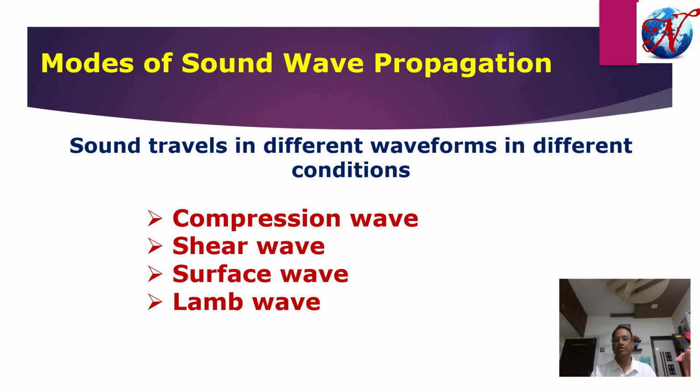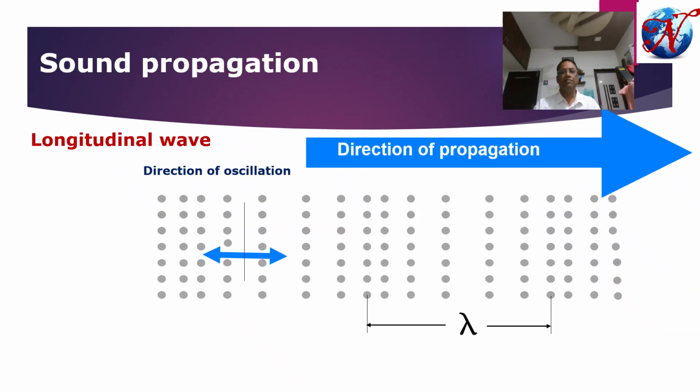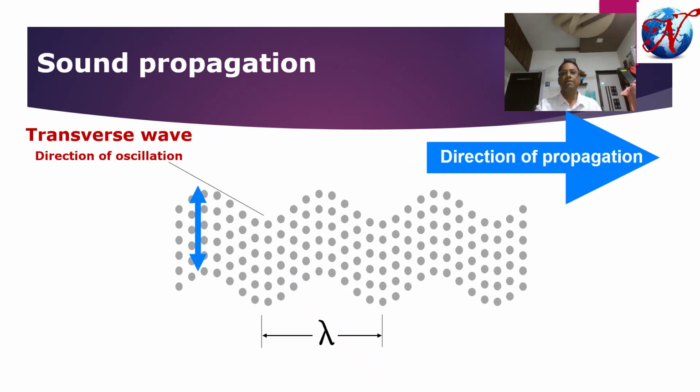Second is shear, a transverse wave mode of propagation. Third one is the surface wave propagation, and the fourth one is known as Lamb, a plate wave propagation. When the sound is traveling into the forward medium in the form of a longitudinal wave, the direction of propagation of sound and the direction of the collisions or the particle movement will be parallel to each other.